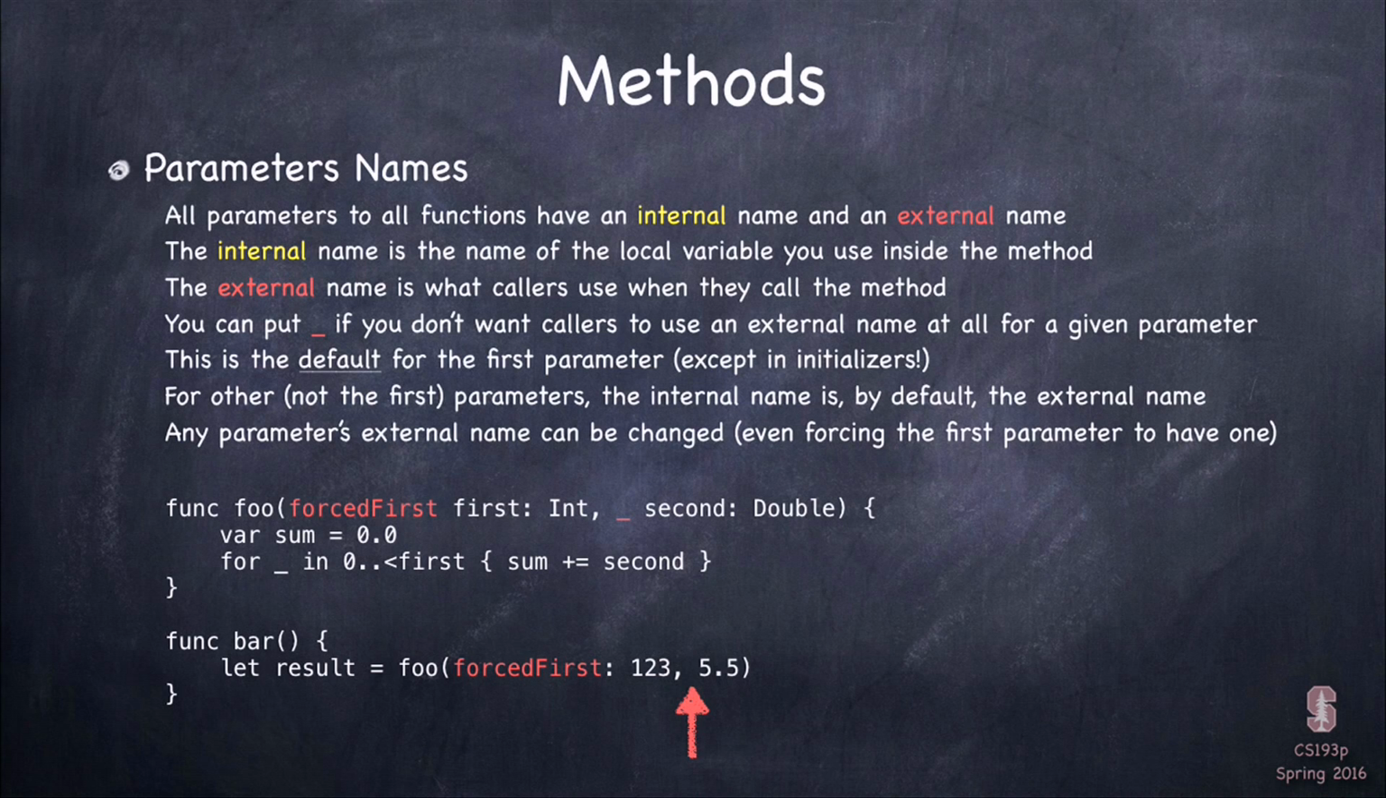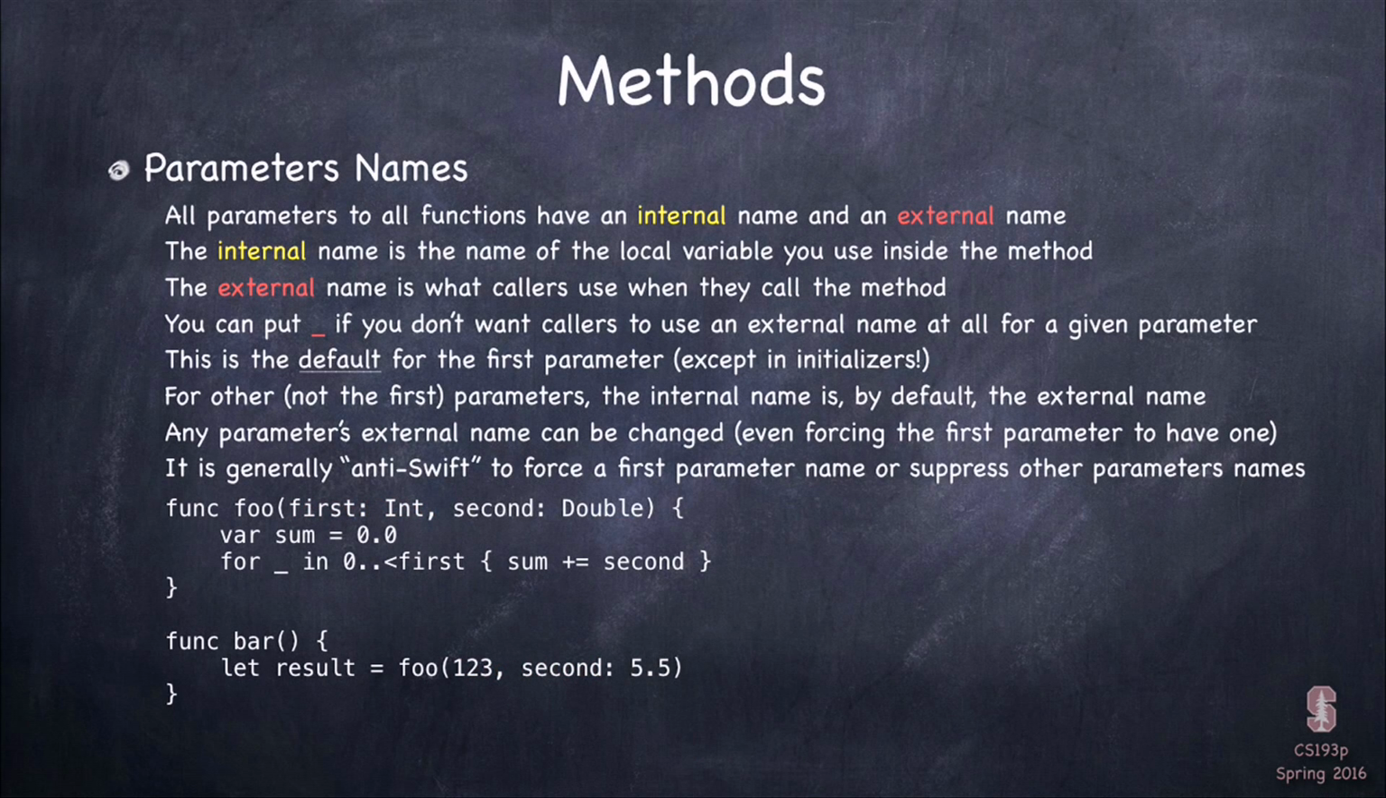But don't do this. It's very anti-Swift to either remove the second parameter name or to add it back to the first. Adding to the first is probably less anti-Swift. There are probably some cases where that might actually make some sense. Removing them for subsequent ones is probably really bad. I don't think I've ever had to do that in my entire life of writing Swift.